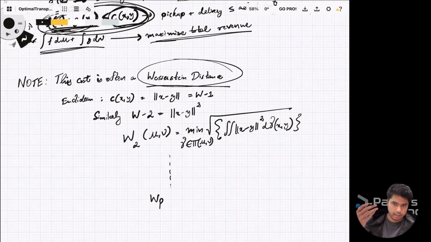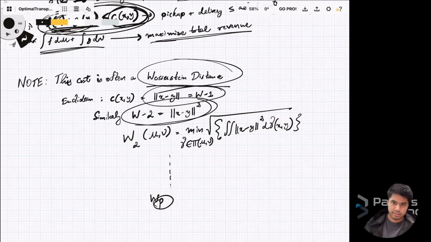Wasserstein distance can be a 1-Wasserstein distance or a 2-Wasserstein distance or a p-Wasserstein distance, right? And this is the formula for 1-Wasserstein distance. This is just a Euclidean norm. And this is the formula for the 2-Wasserstein distance, and so on. We can essentially calculate a p norm of this as well, right? And we can replace these costs with the values that we have.